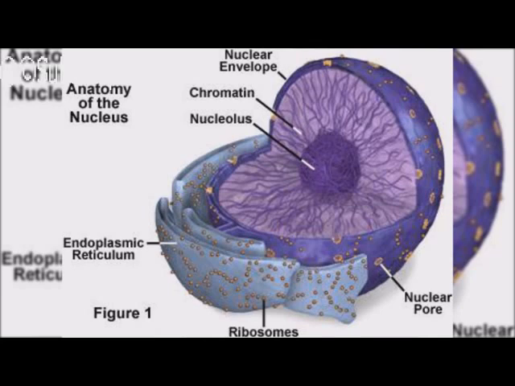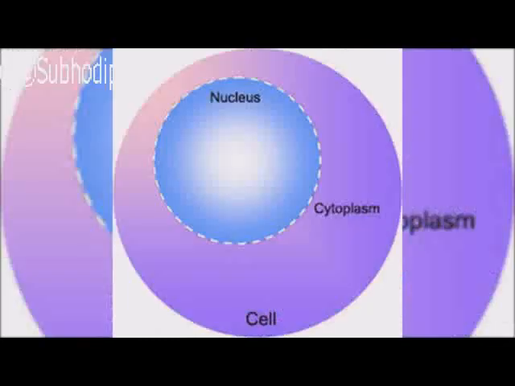Mitochondria, endoplasmic reticulum, ribosomes, Golgi bodies, lysosomes, centrosome, plastids, and vacuoles are some of the cell organelles. Mitochondria are the small, rod-shaped or spherical organelles found in large numbers. Each mitochondrion is bound by two membranes, an outer membrane and an inner membrane that is folded to form finger-like structures called cristae. Mitochondria are the sites of respiration in the cell.